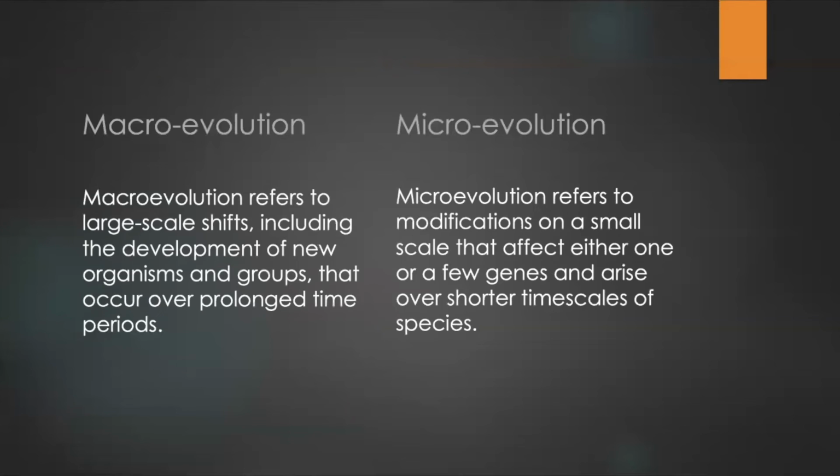Macroevolution. Macroevolution refers to large-scale shifts, including the development of new organisms and groups that occur over prolonged time periods. Microevolution refers to modifications on a small scale that affect either one or a few genes and arise over shorter timescales of species.